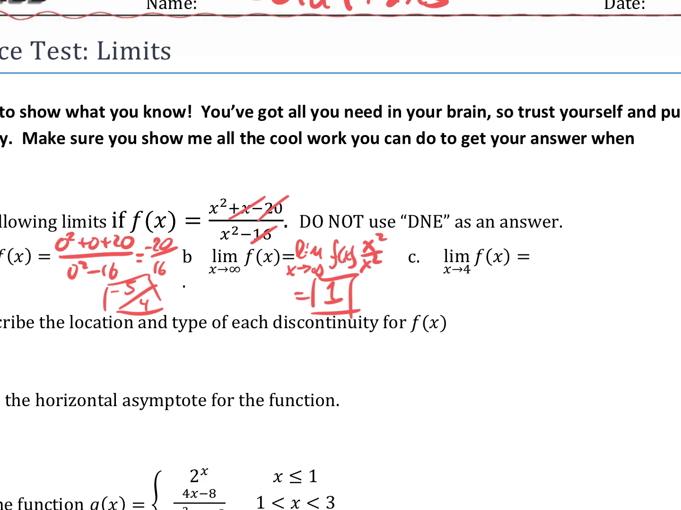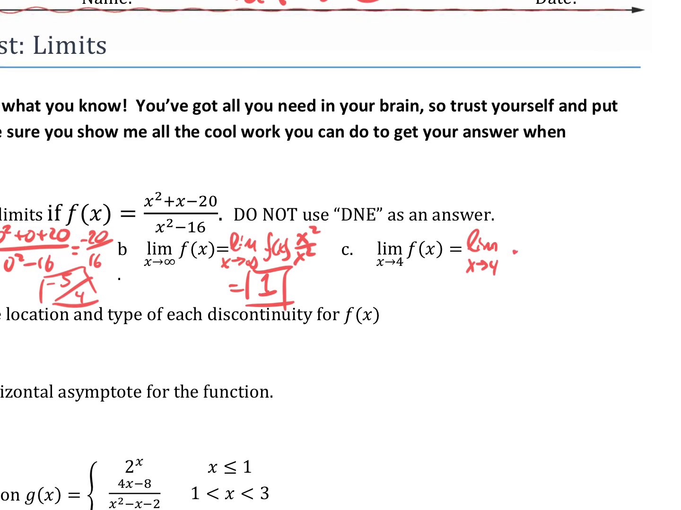As x goes to 4, well, we have a problem. So our problem here is if you plug in 4, you get 0 here, and I'm pretty sure if you plug in 4 here, you're going to get 0. So we're going to take the limit of f of x, and we're going to rewrite it and factor it. The bottom factors into x minus 4 times x plus 4, and it looks like the top is x minus 4 times x plus 5.